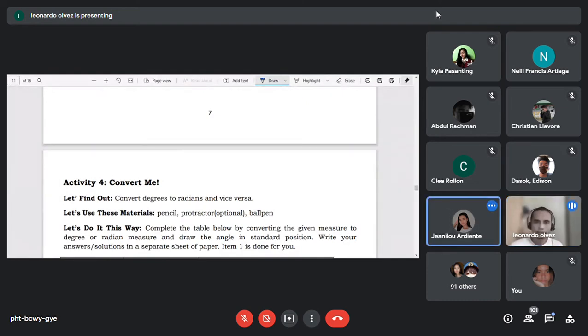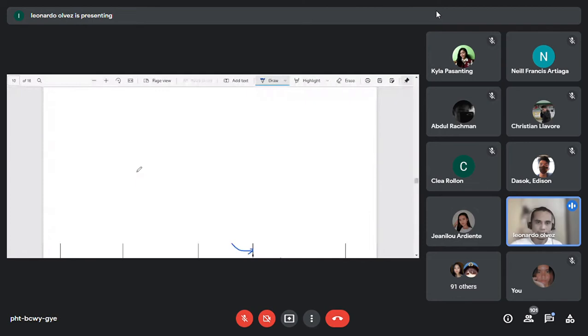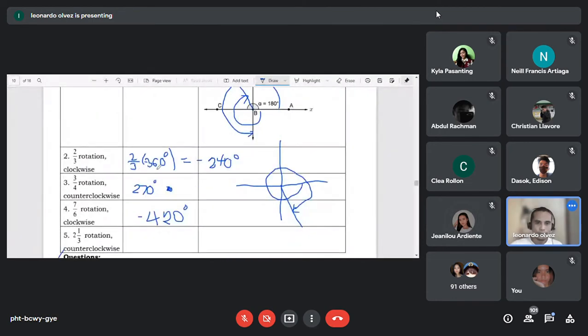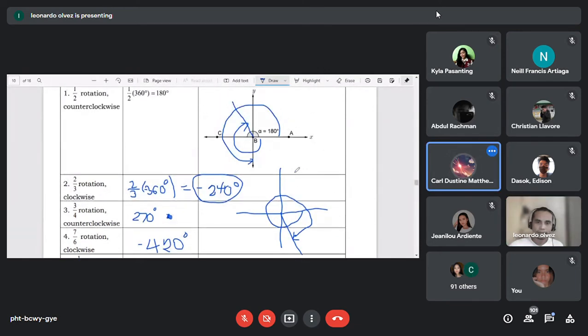Let's go back here. For example, negative 240 degrees. That is negative 120, okay, 120. So that is 520 plus 120, 640.